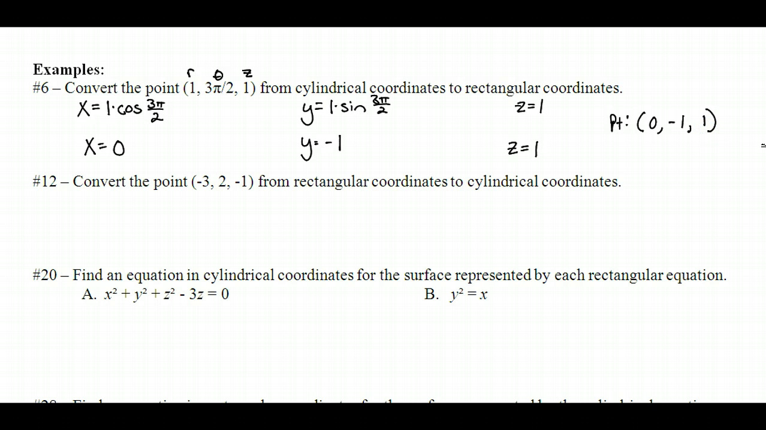And going the opposite way, we want to convert the point negative 3, 3, negative 1 from rectangular to cylindrical. I take the same approach where I say, all right, this is rectangular, so it's x, y, and z, and I want to create cylindrical. So for cylindrical, I need to know what is r, what is theta, and what is z. And you should pause this and try to do this on your own.